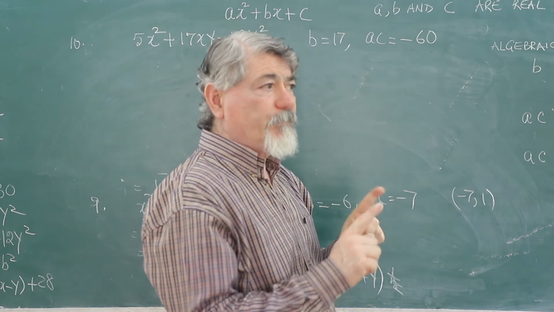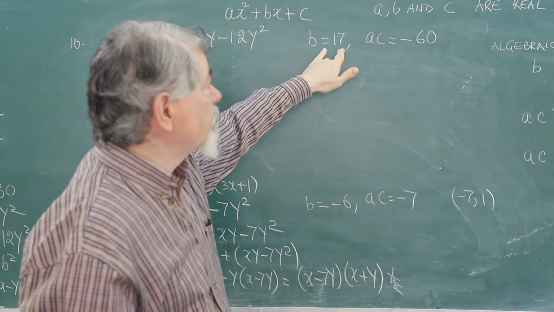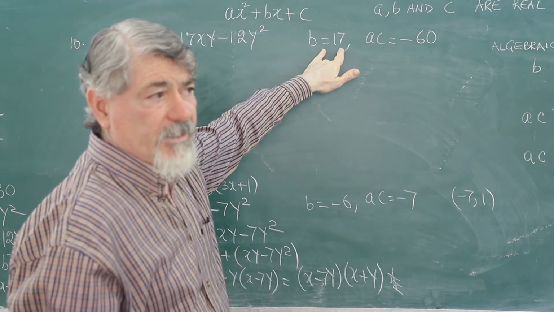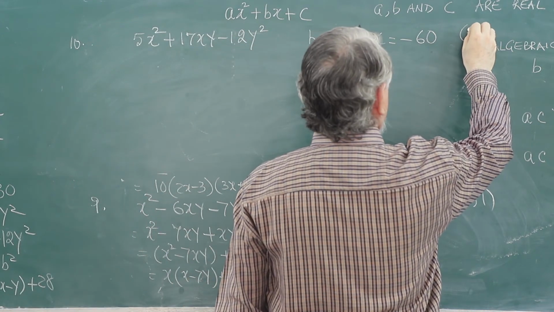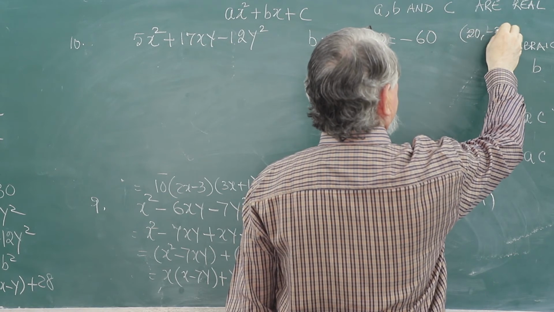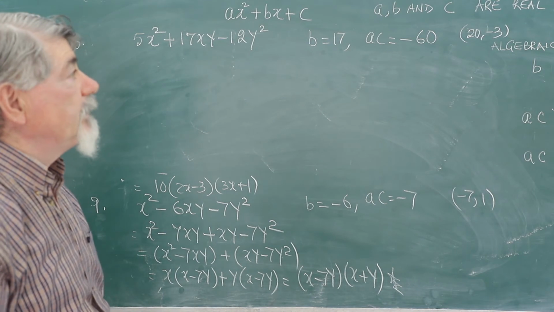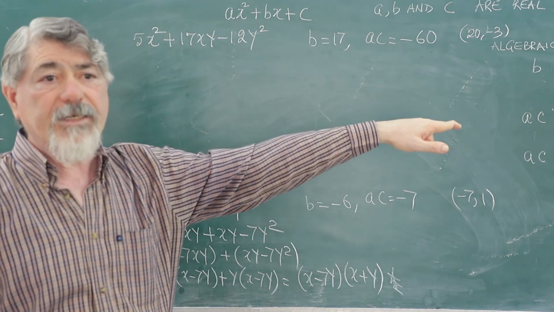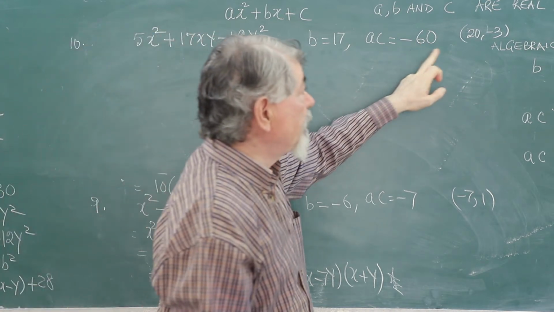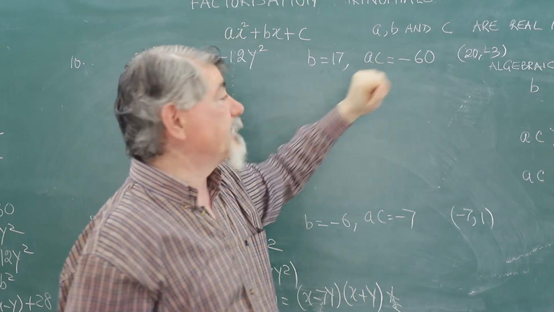So the split terms have to be of opposite signs, and I have to split 17. 17 is 20 minus 3. I have taken the bigger one as plus and the smaller one as negative because the middle term is plus. So 20 minus 3 will give me plus 17, and when I multiply 20 into minus 3, I'll get minus 60.